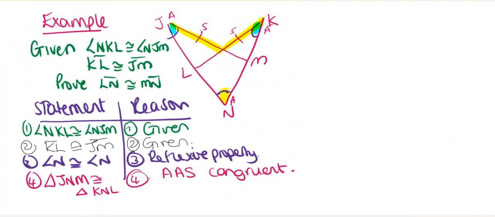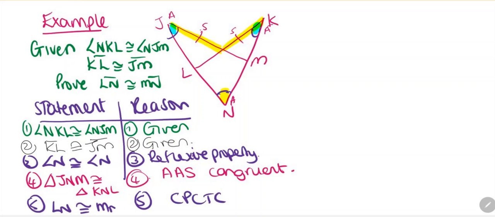And that is also by using CPCTC to say that LN is equivalent to MN. Because we can also say this line here is equivalent to this line here, this line here is also equivalent to this line here.